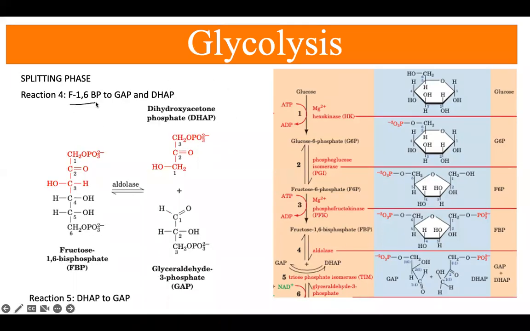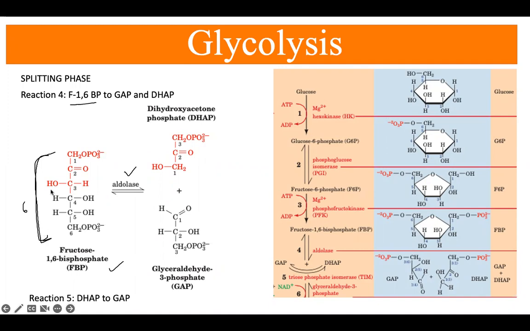So after fructose 1,6-bisphosphate has been formed, now comes the next step where an aldolase enzyme is going to act on this, and it is going to split this 6-carbon molecule into two 3-carbon molecules. Now you might have observed that I was explaining the structures in their Haworth projection.